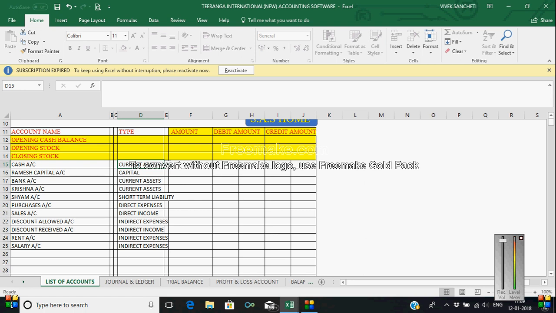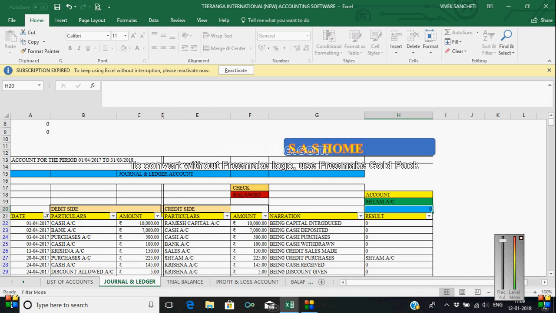The second, you have to post the entry in journal and ledger. So here you have to post only the journal entries. Ledger will be prepared by the software. Ledger, trial balance, profit and loss account, balance sheet, and the cash day book, all these statements will be prepared by the software itself. You have to do nothing. You only have to pass journal entries and the first thing, that is the list of accounts, and nothing else.